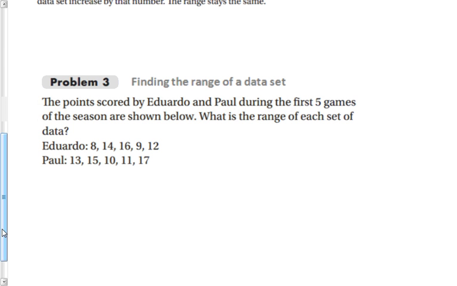And the range is just subtract the lowest from the highest. So for Eduardo, we're going to do 16 minus 8, which is 8. And for Paul, we're going to do 17 minus 10, which is 7. So that's how you find the range.